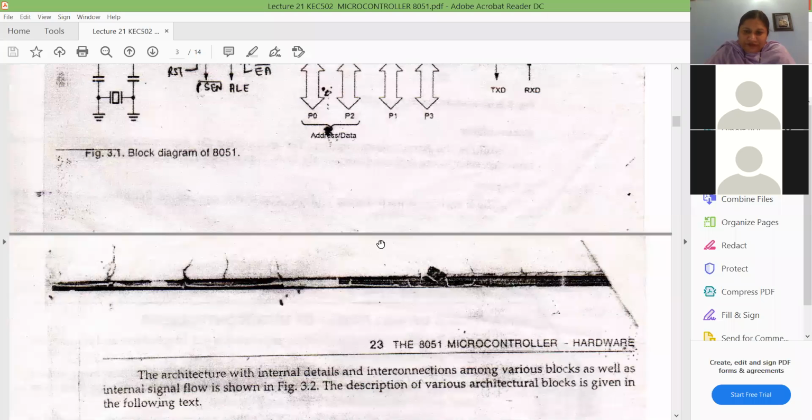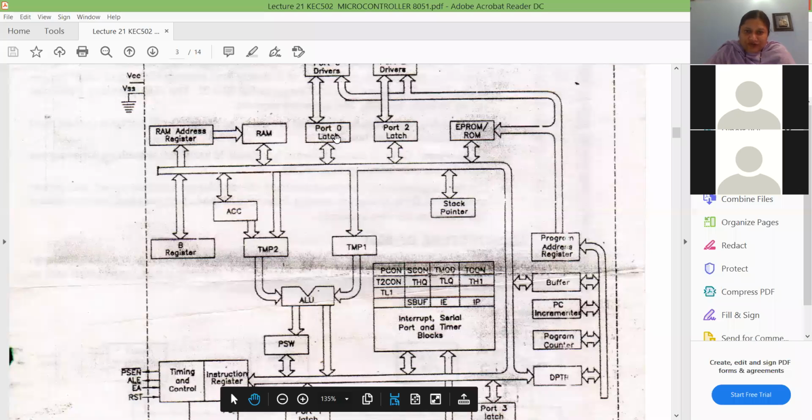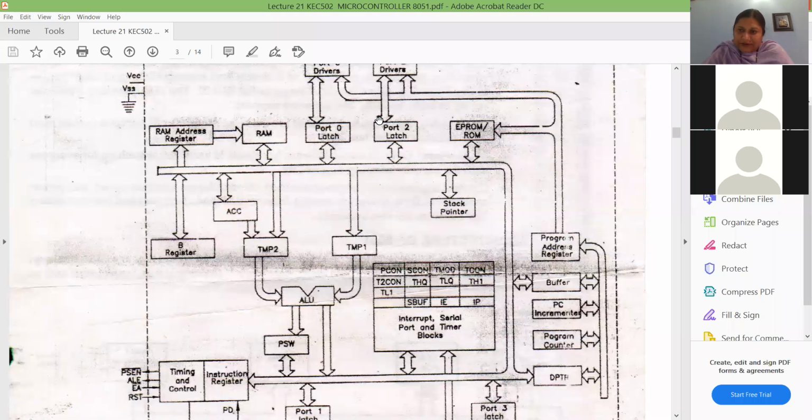So we'll proceed further, and this is the detailed block diagram. Like you have port 0, port 1, all ports are latched. Latched means unless you override the data on the port pin, the previous data is not changing.